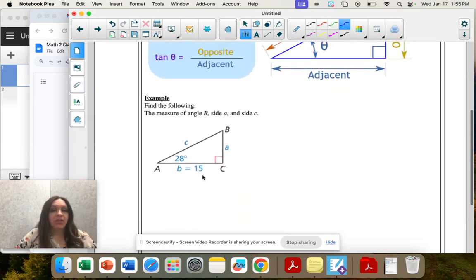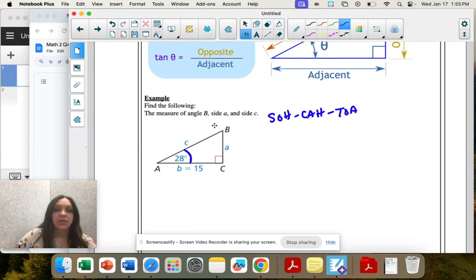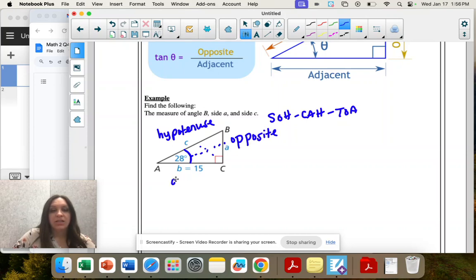So when we have a triangle with one side length given and one angle given, we can't use the Pythagorean theorem. We need two sides for that. So we have to use sine, cosine, or tangent. First thing you do is find your reference angle and label your sides. C, the hypotenuse, is always across from the right angle. Across from our angle of reference is the opposite. And then this side is the adjacent.